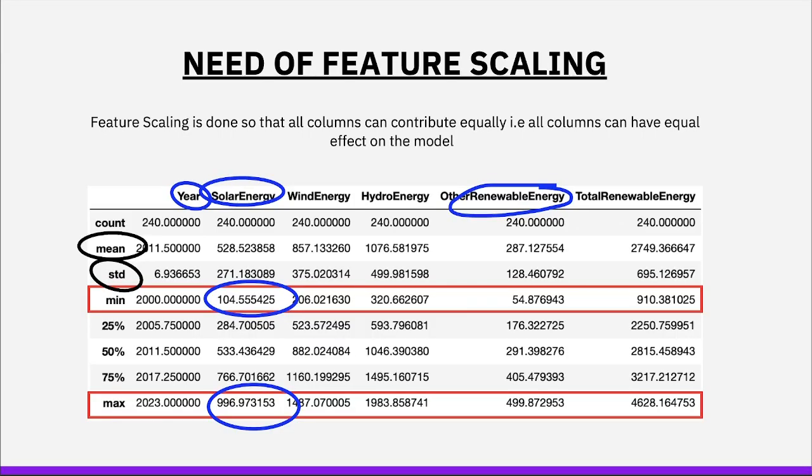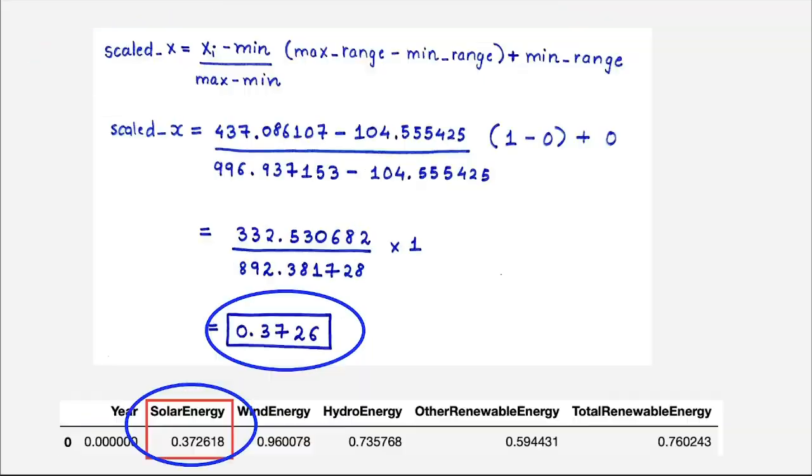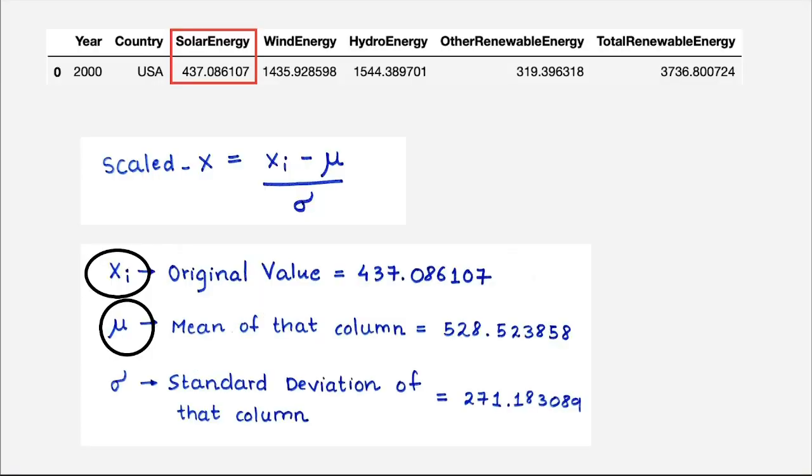The mean of the solar energy column is 528.525, and the standard deviation of the solar energy column is 271.183, and we are going to use these two values in that formula. So the mean of the solar energy column is 528 and the standard deviation is 271. Now we are just looking at the solar energy column, and hence we are seeing all the statistical data for that particular column. As I said previously, mu is the mean of that column, which is 528, and this symbol is sigma, which is the standard deviation of that column.